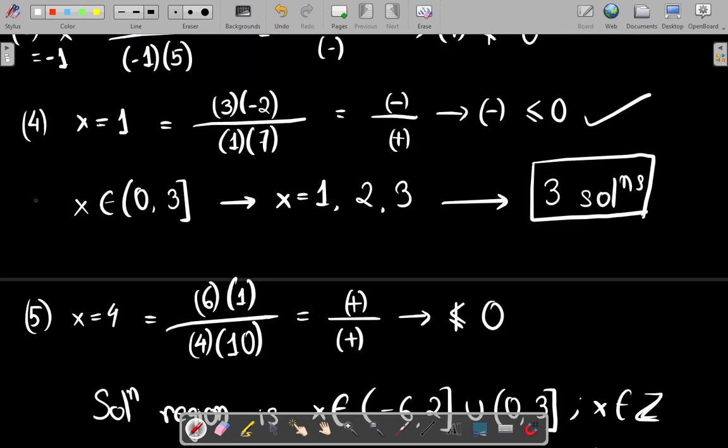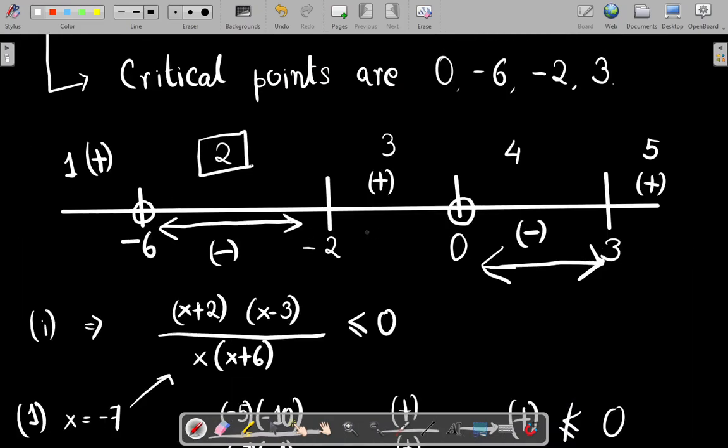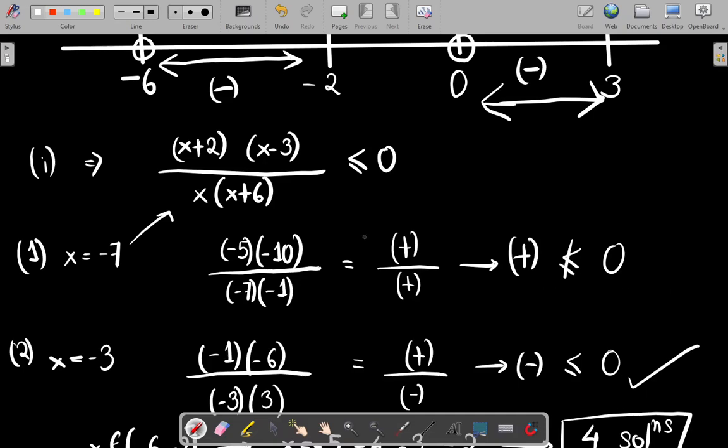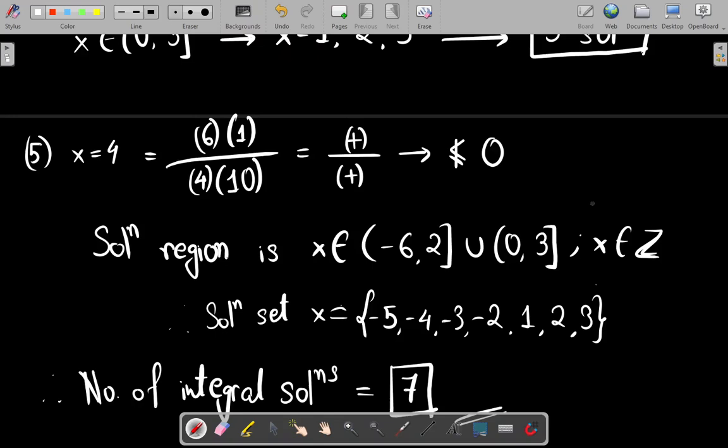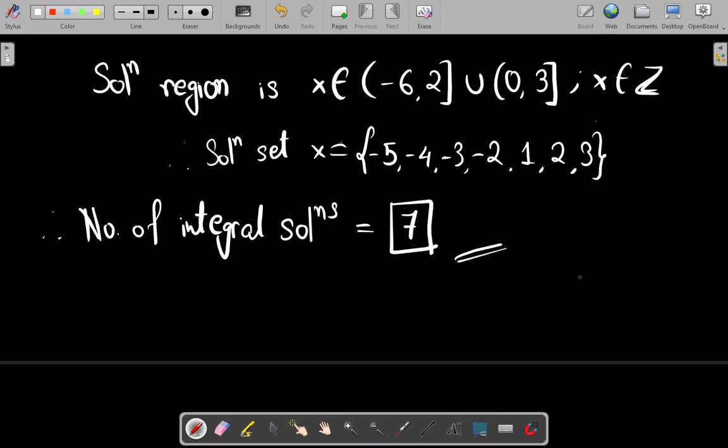So I just plugged in and checked values in each of these sections, which I split up after finding the critical points. These 4 are the critical points here, and after that I split them up on a number line and plugged in exemplar values from each section into the original expression, and saw whether they satisfied the inequality or not. You just see the sign from each of these sections and see whichever satisfies the given inequality. So there are a total of 7 solutions. So this is the answer. Thank you.